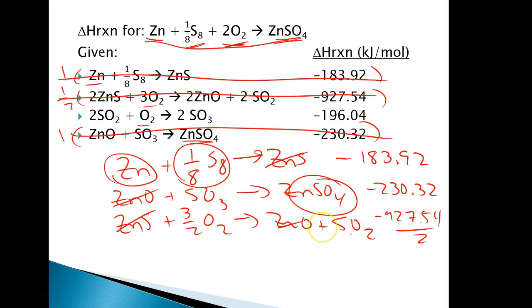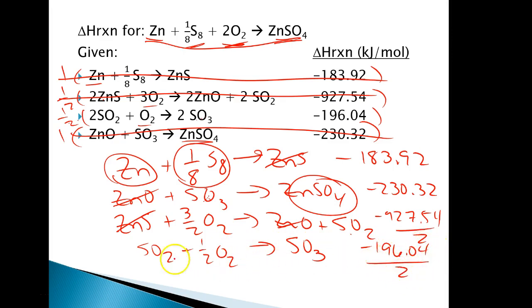But the SO3 and the SO2 are still there, and so are the oxygens. And I do want to keep some of those oxygens. So what I'm going to try and do is get rid of this SO3, because again, it's the next one I saw. So the SO3 on the left, SO3 on the right, I need to make them go away. And they're on opposite sides already, but I do need a coefficient of 1 to make the SO3 go away, so I'm going to multiply by 1/2. I get SO2 plus 1/2 O2 goes to SO3, and now I've got negative 196.04 over 2. SO2's cancel out. SO3's cancel out. 1/2 plus 3/2 would be 4/2, which is 2 oxygens, which I want to keep.